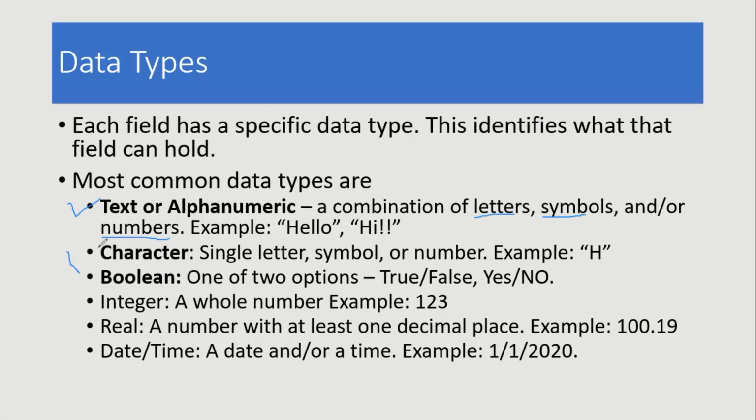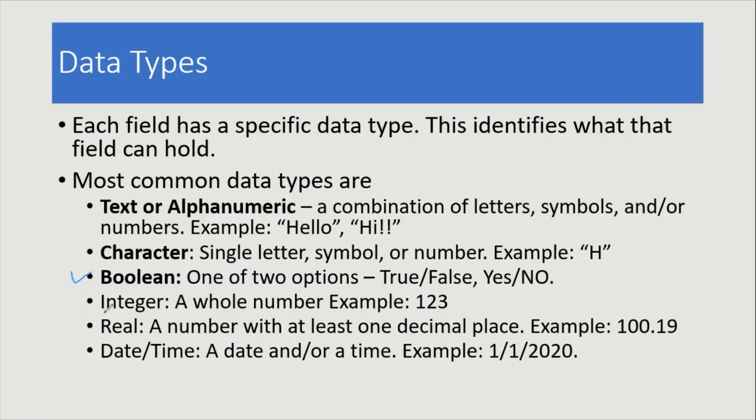We do also have another data type that's called character. So when you're talking about the character, we mean a single letter, we mean a symbol, we mean a number. So a single character can be like H, this is a single character. I can also have the exclamation mark, this is a character. Also another important data type that you have is called the Boolean. So the Boolean is, we have two options. It can be true or it can be false. It can be yes or it can be no.